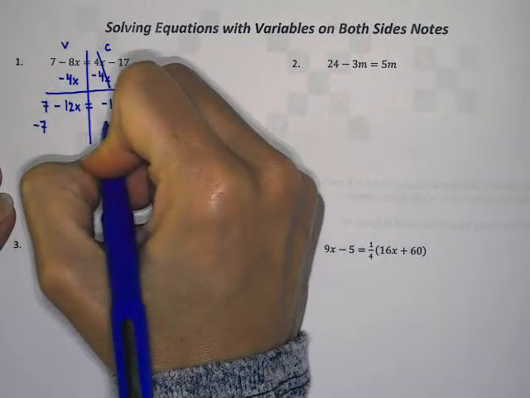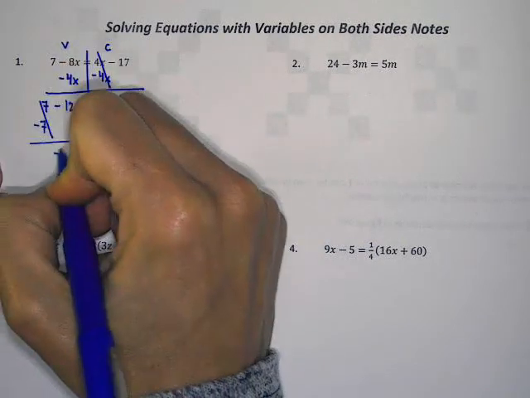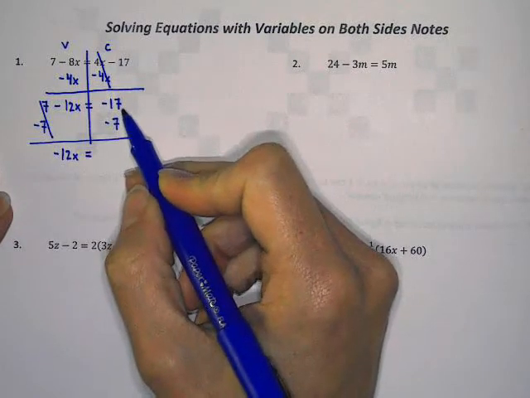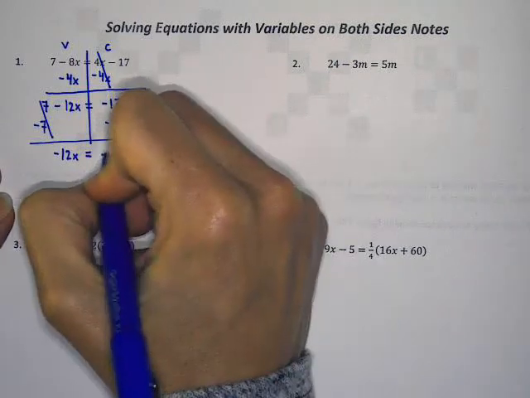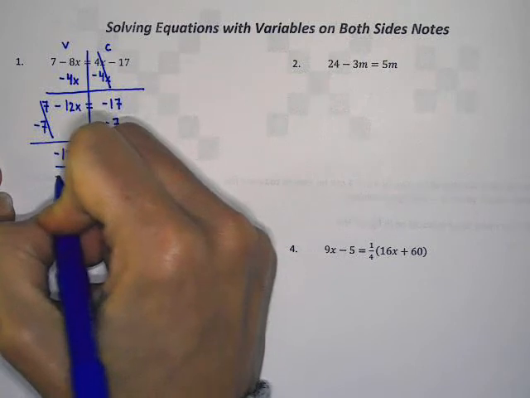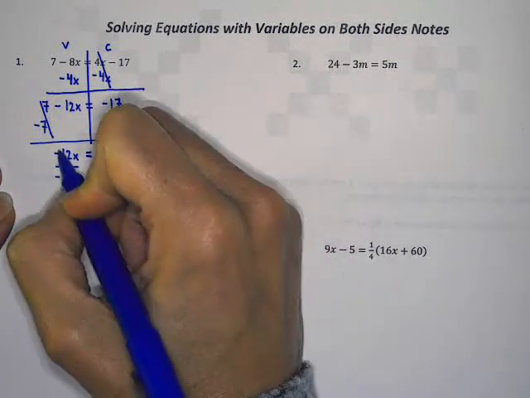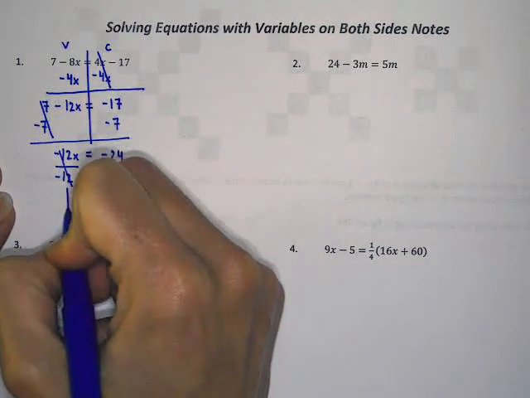So I'm going to subtract 7 on both sides, and I get negative 12x. Here I need to be careful with my signs. I have a negative 17 minus 7, which gives me a negative 24. And now to finish this off, I'm going to divide both sides by negative 12, so that my answer here is x equals positive 2.